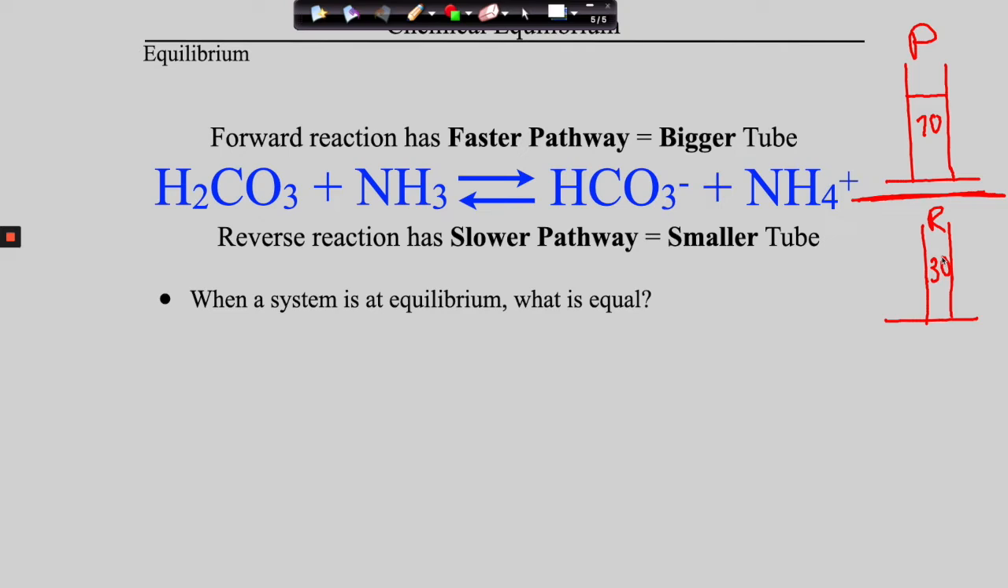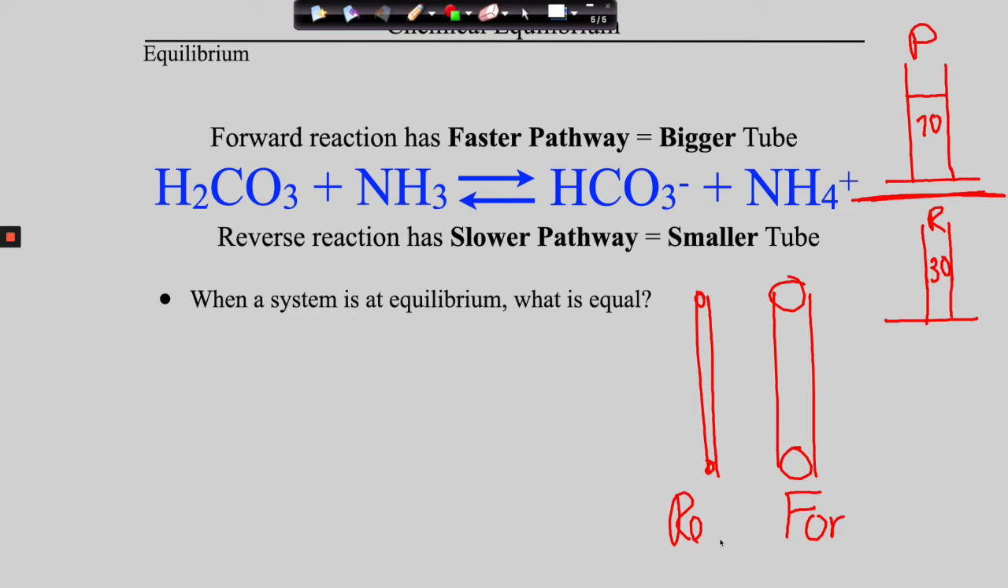Okay, so with that said, understand that this 70 and 30 actually is not representative of rate. So when we talked about rate, if you remember, we had a large diameter tube and we had a smaller diameter tube. And if you remember, as we started to use these tubes to move stuff back and forth, the large diameter tube was the forward pathway, and the smaller diameter tube was the reverse pathway.